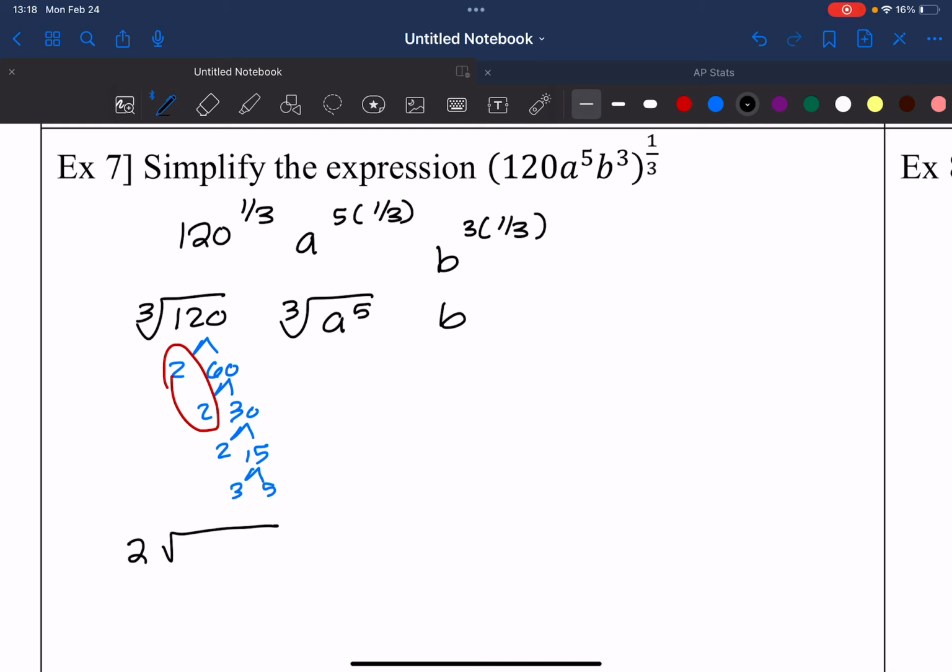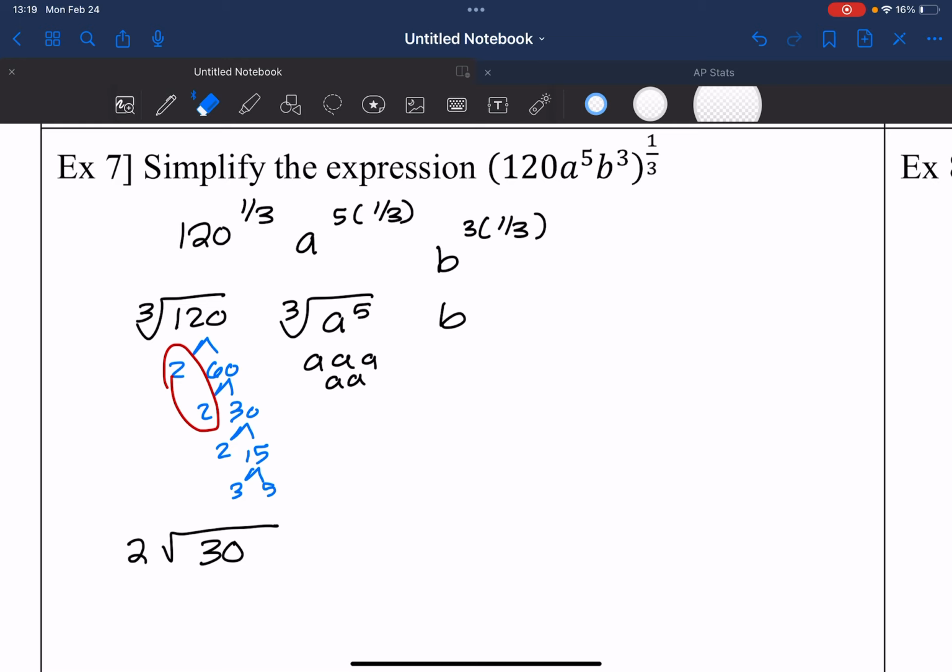That doesn't seem right. 120, 2 and 60, 2 and 30, 2 and 15. Can't use 2, so I jumped to 3, 3 and 5. And I'm supposed to multiply them all together. Oh, nope, that's correct. So 30. Okay. Here I have 5 a's. I can circle. Oh, that's where I messed up.